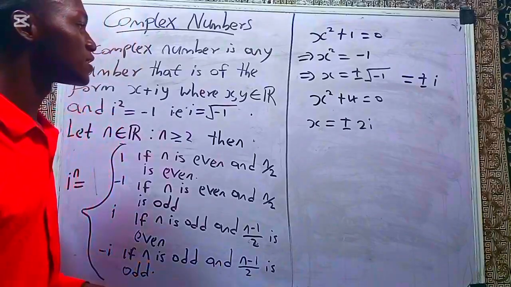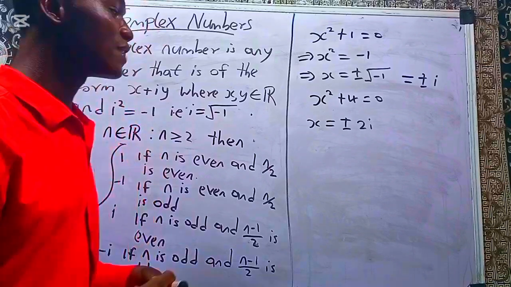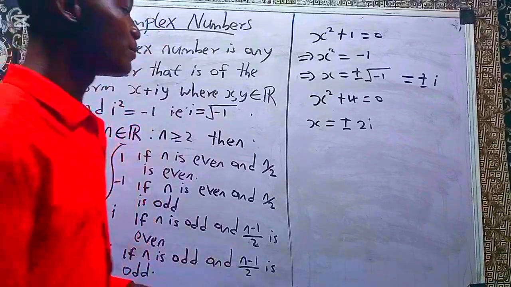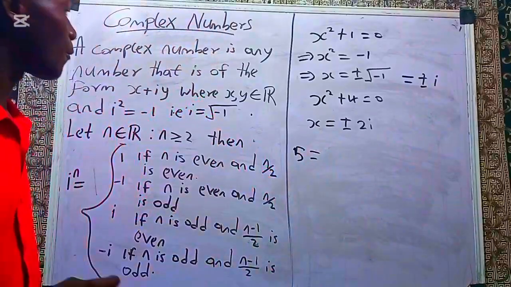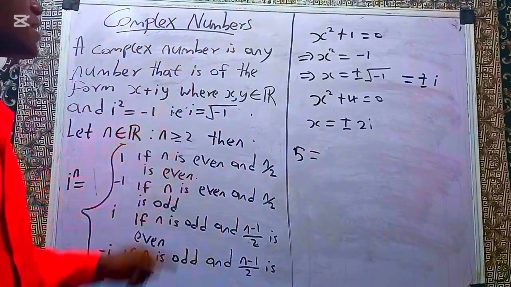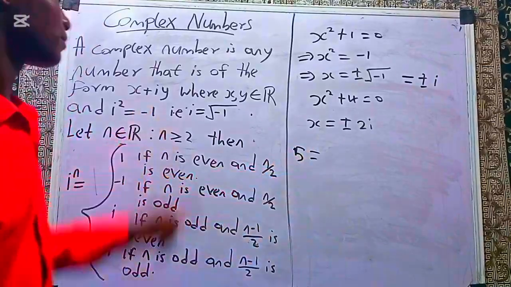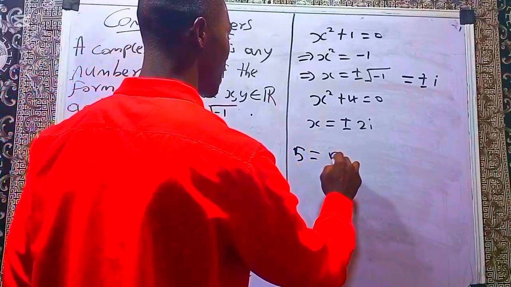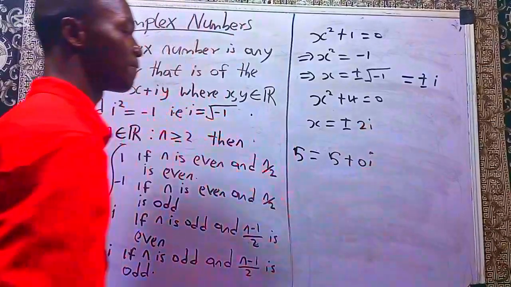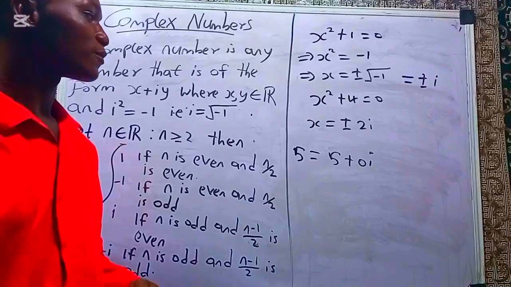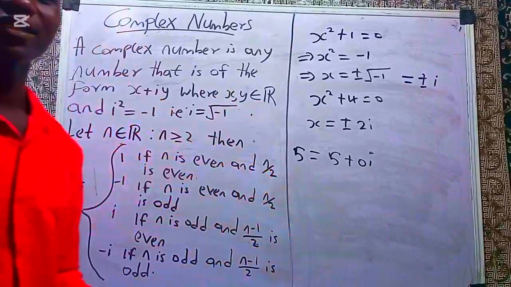Now, the question is, are real numbers complex numbers? Yes, every real number is a complex number. Why? Because if I have, for instance, 5, it is a complex number. Why? Because I can put it in this form. Since x and y could be any real number, I can put 5 in this form. How? 5 will be equal to 5 plus 0i, where y in this case will be what? 0, because x and y can be any real number.